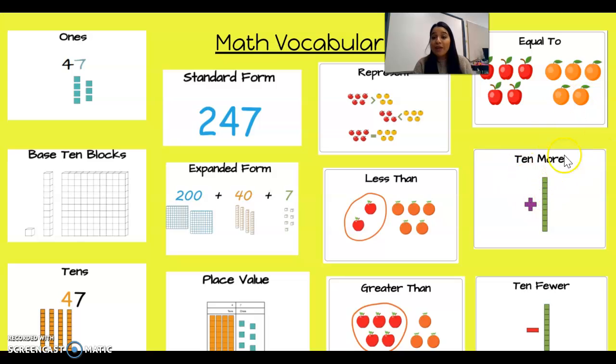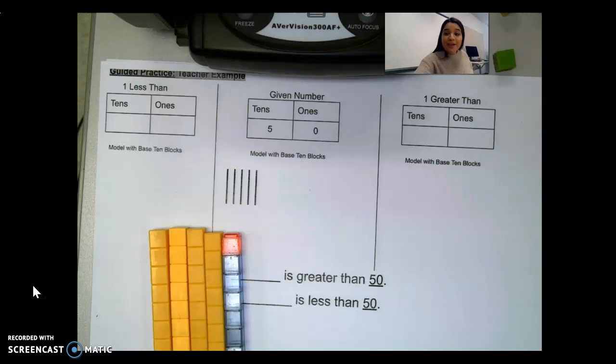Our new vocabulary words are 10 more and 10 fewer. So 10 more is when we add a 10 long to a number, or we add 10. So if we do 10 plus 10, that is 10 plus 10 more. 10 fewer is when we take away 10, or we take away a tens block. Let's go ahead and look at today's lesson.